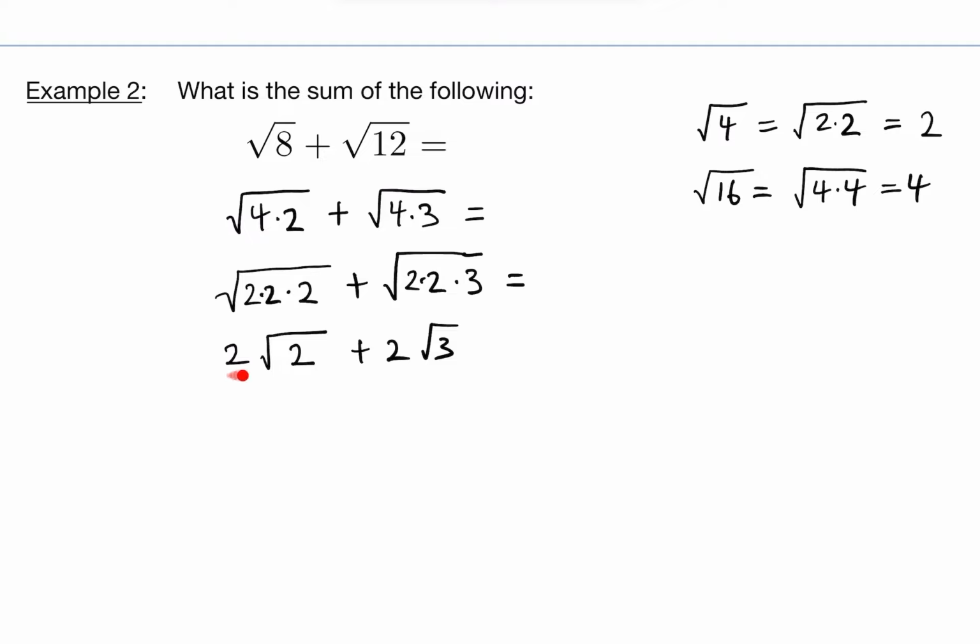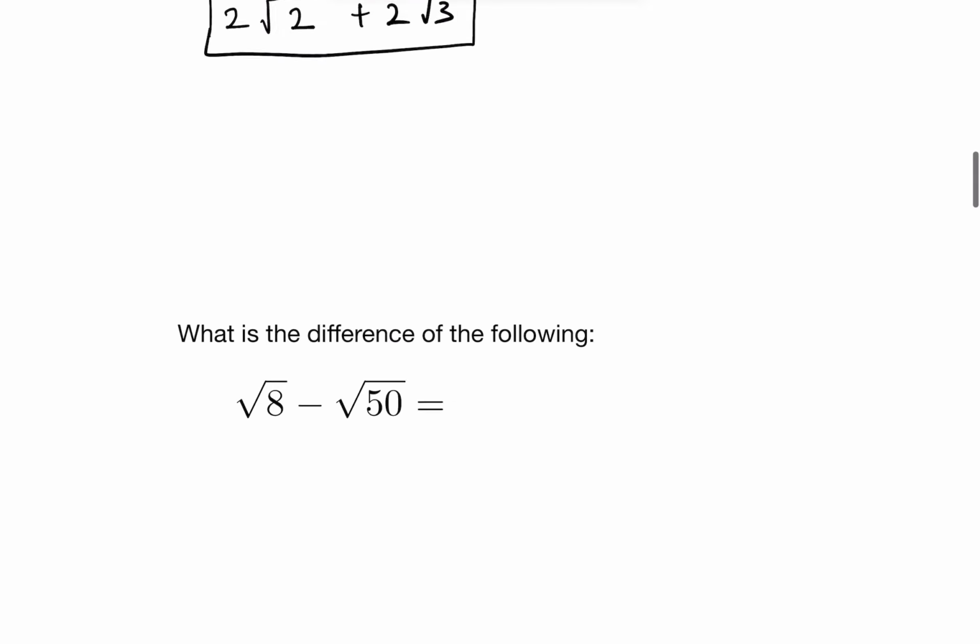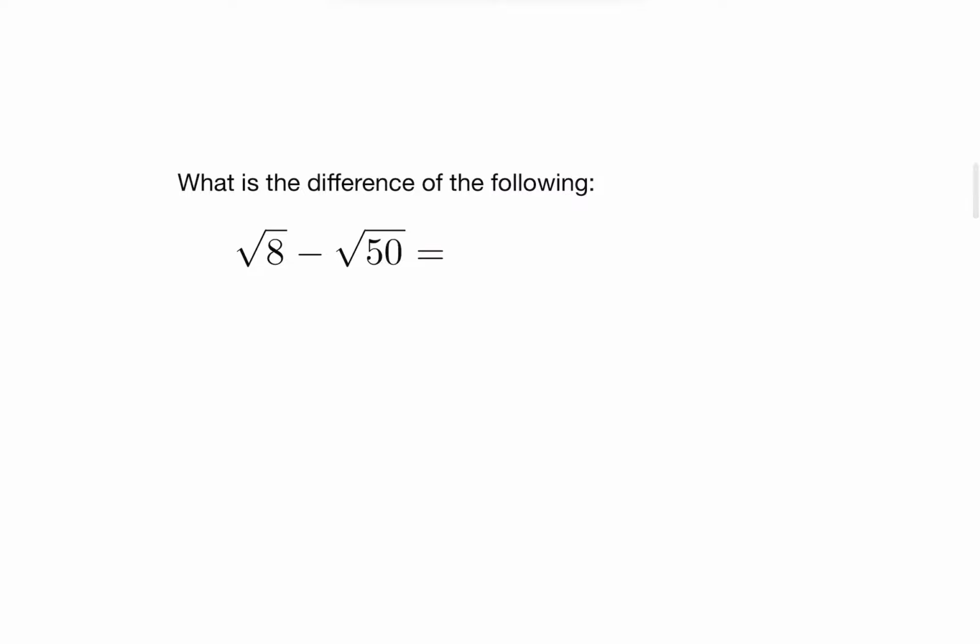Okay, so don't let this 2 on the outside throw you off and make you think that you can combine them. All right, so this becomes our simplified answer. Okay, now let's take a look at this one. We're looking for the difference of square root of 8 and square root of 50, okay?